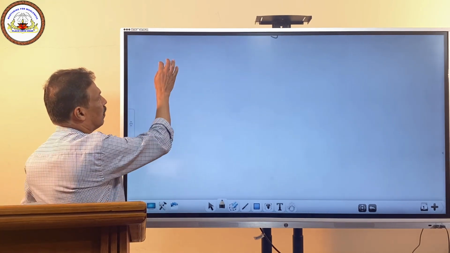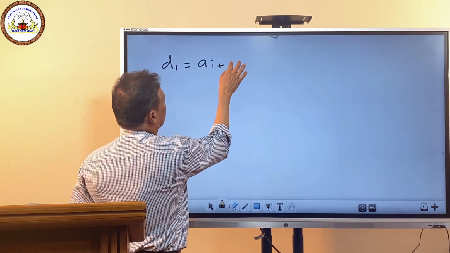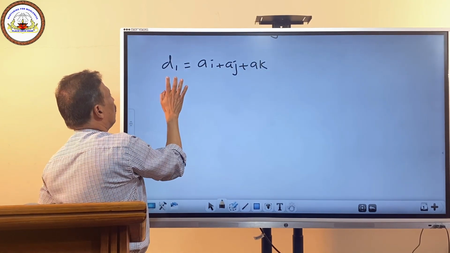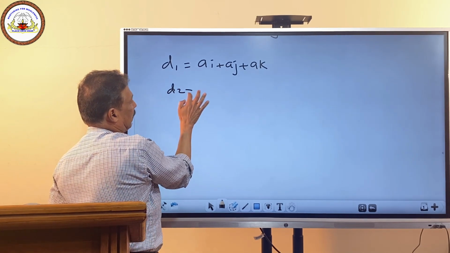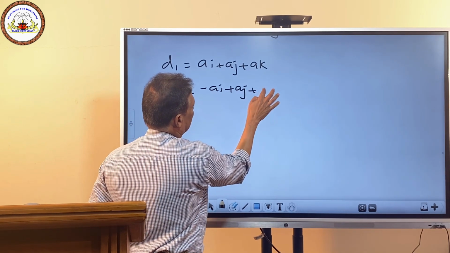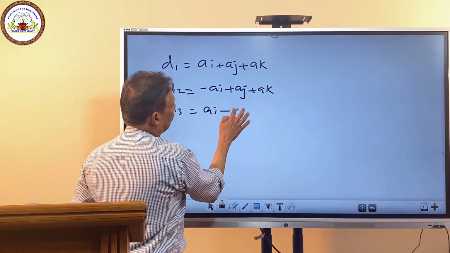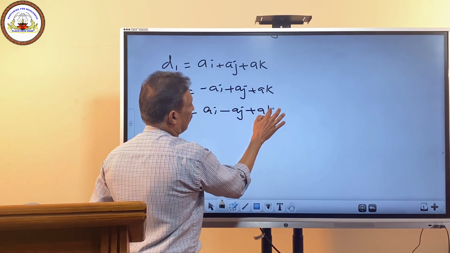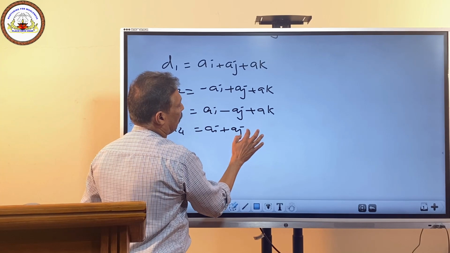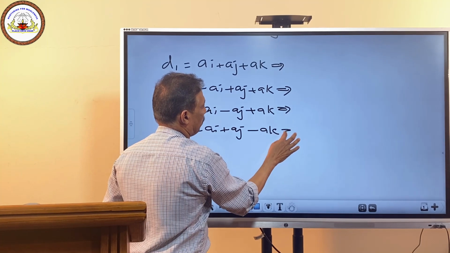The diagonals are D1 equal to ai plus aj plus ak. Then D2, the second diagonal, minus ai plus aj plus ak. Then D3, ai minus aj plus ak. Then D4, ai plus aj minus ak. These are the four diagonals of a cube.